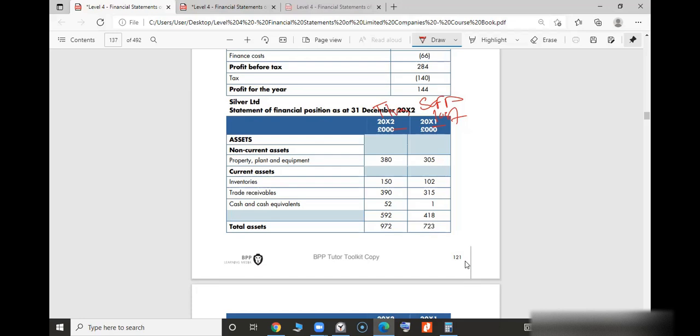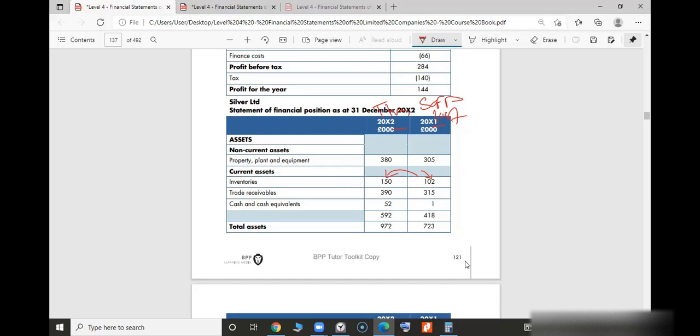Inventory last year was 102. Inventory this year is 150. That means we bought more inventory, money gone. The difference between these two is money, which is gone. Make sense? This is another example, but this is the information you use in your answer.